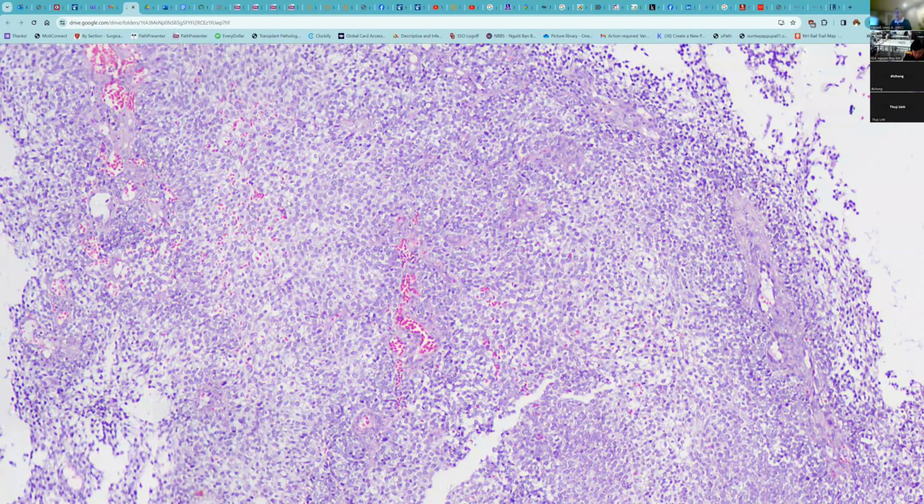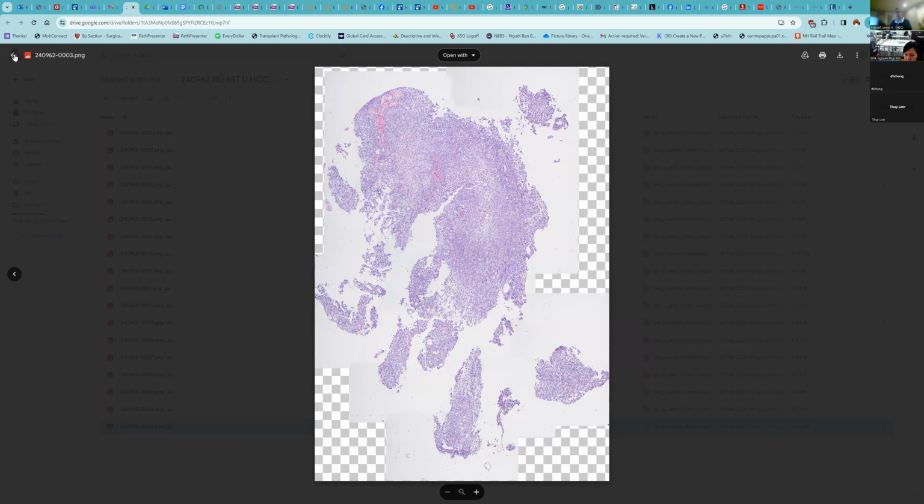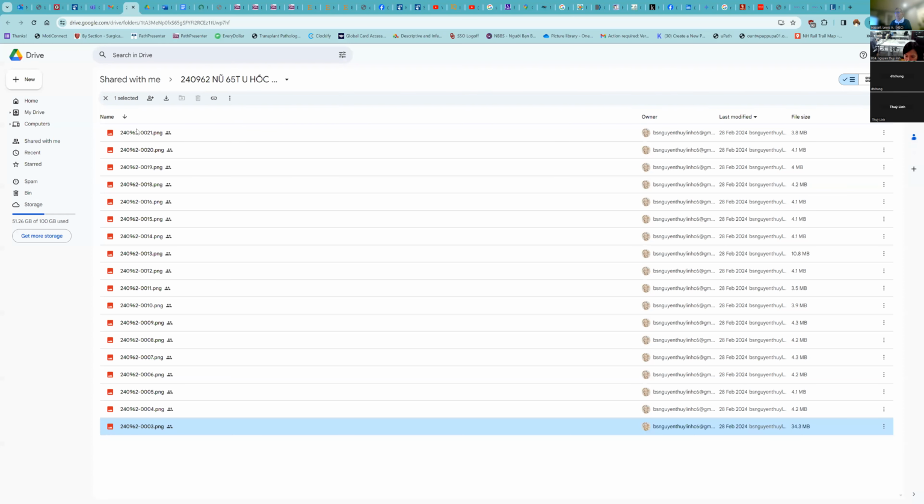Now, you did some immunostains, Dr. Lin, and I believe it was negative for neuroendocrine markers. Is that right? Yes. Neuroendocrine marker is negative. Like chromogranin A, negative. CD56 negative. Yeah, I think we've got some of those stains here you sent to me.